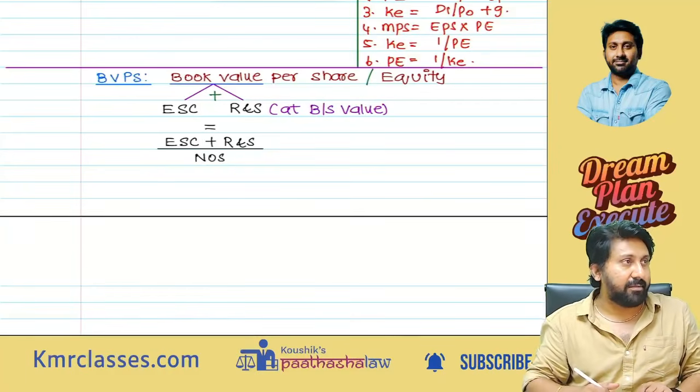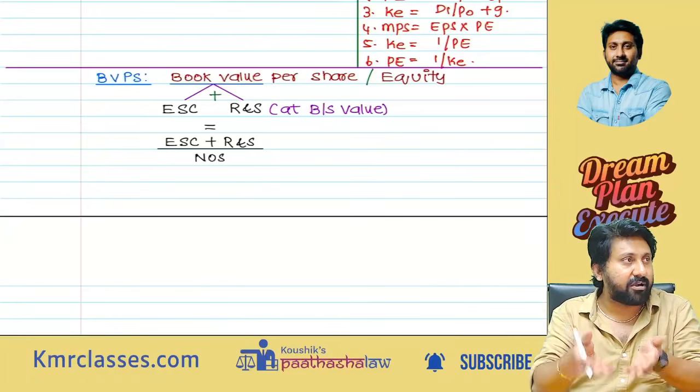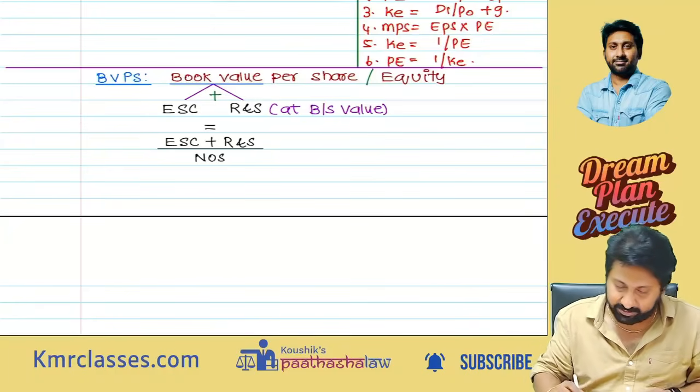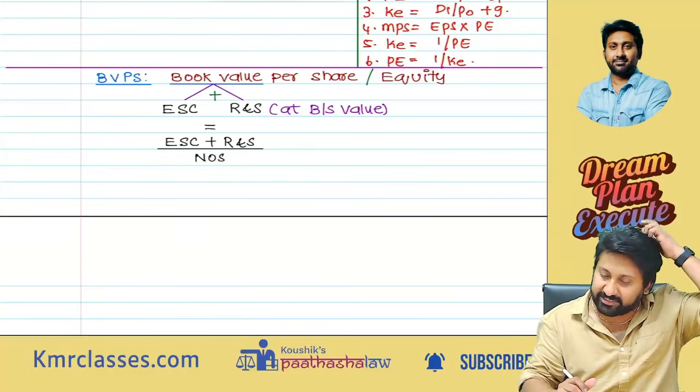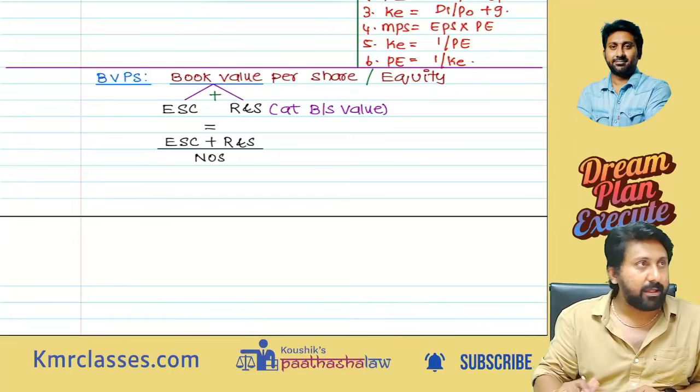Divided by number of shares. So equity share capital plus reserves and surplus divided by number of shares will become what? A BVPS. BVPS is also called equity per share. Okay, this is a point.